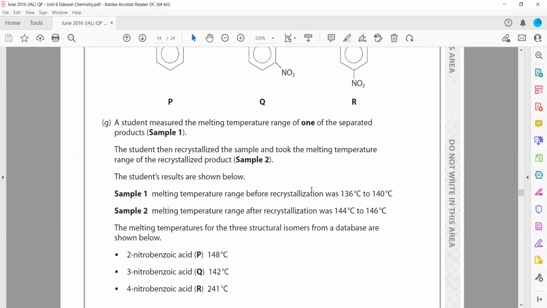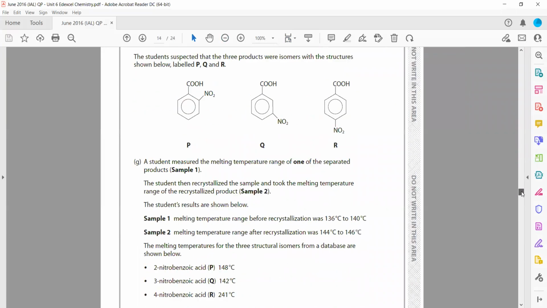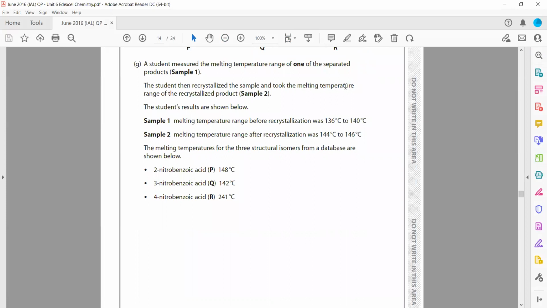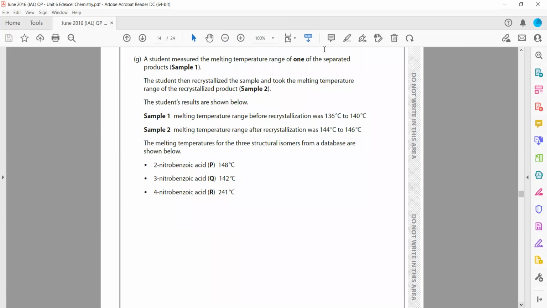So P, Q, and R are different compounds, the nitrobenzoic acids. A student may measure the melting temperature range of one of the separated products in sample 1. The student then recrystallized and took the melting point of sample 2. The student's results are shown. For sample 1, the melting range before recrystallization was 136 to 140. But after recrystallization, it is 144 to 146.